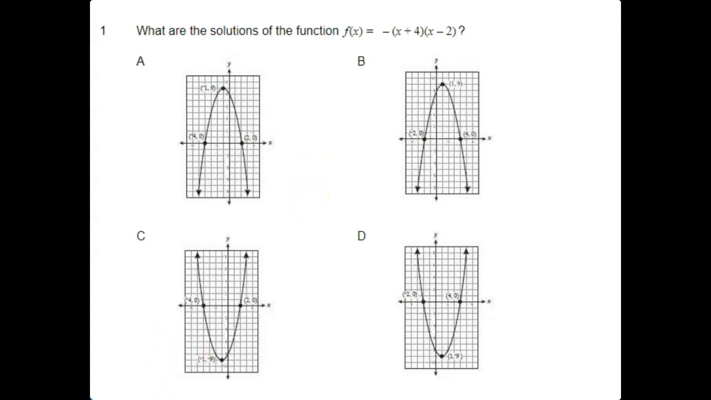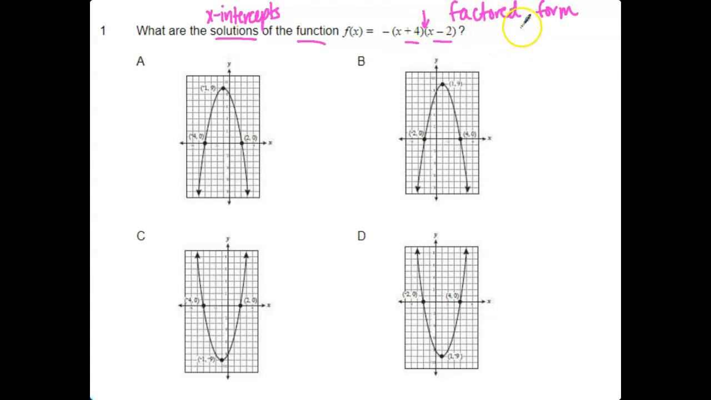So question number 1, we want to know the solutions. Remember that solutions are your x-intercepts of this function. This function is written in factored form. We know that it's written in factored form because we see the parentheses here, and those parentheses are being multiplied together because there's no sign in between.